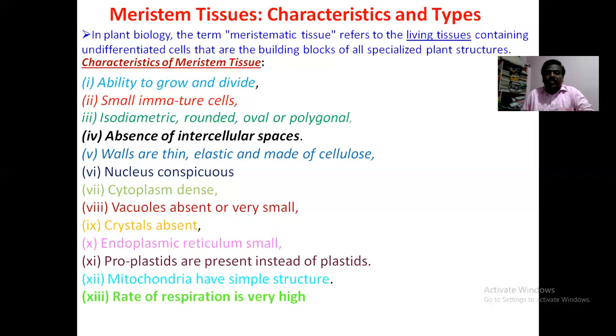Crystals are absent. The endoplasmic reticulum is present but small. Proplastids are present instead of plastids. Mitochondria are also present, but they have a simple structure. The rate of respiration in these cells is very high.